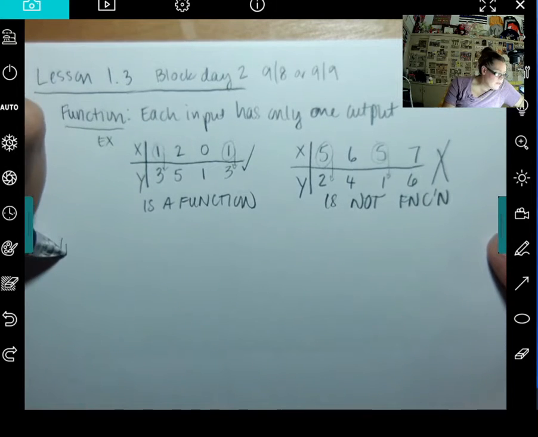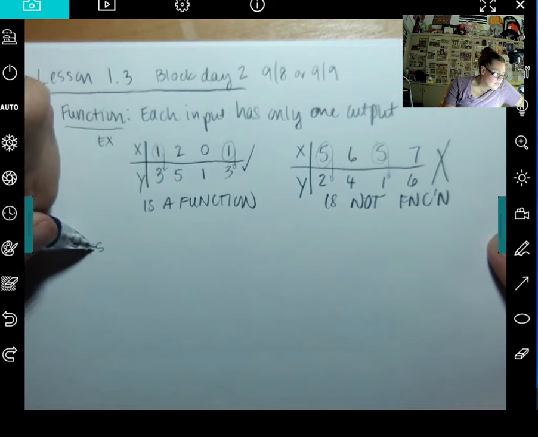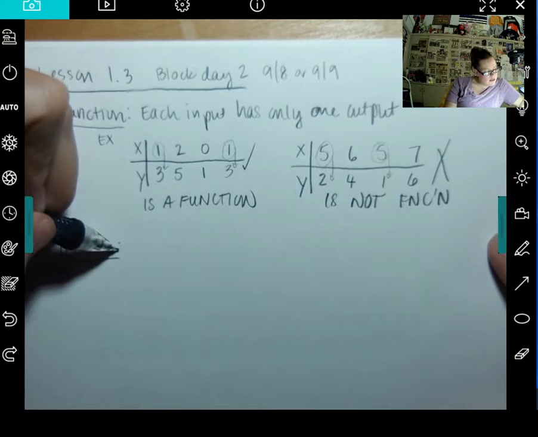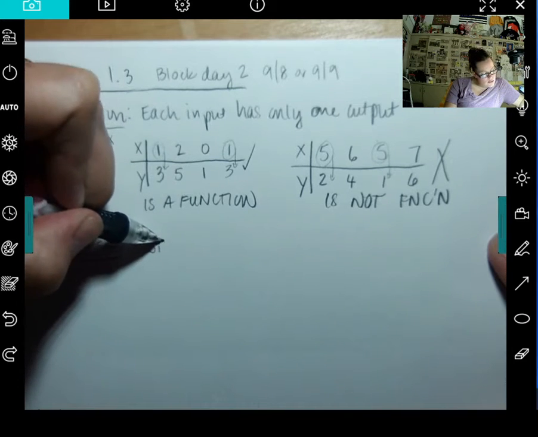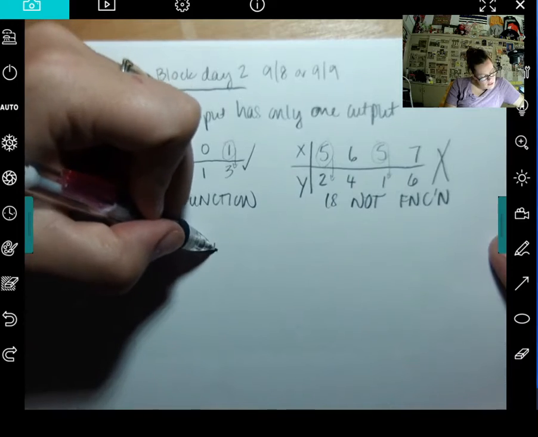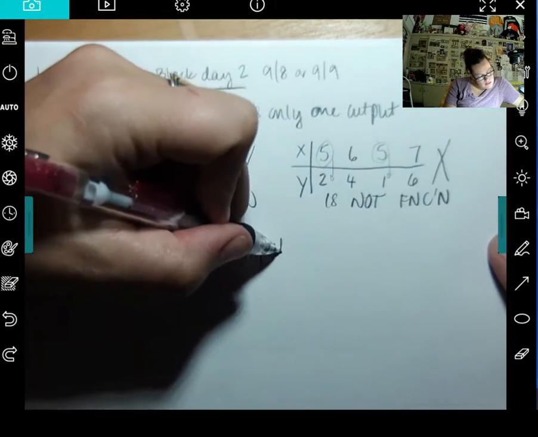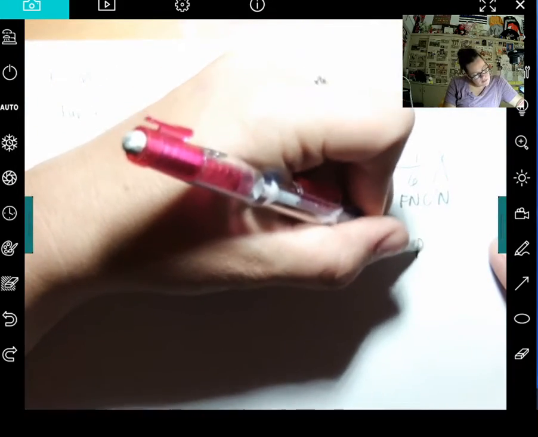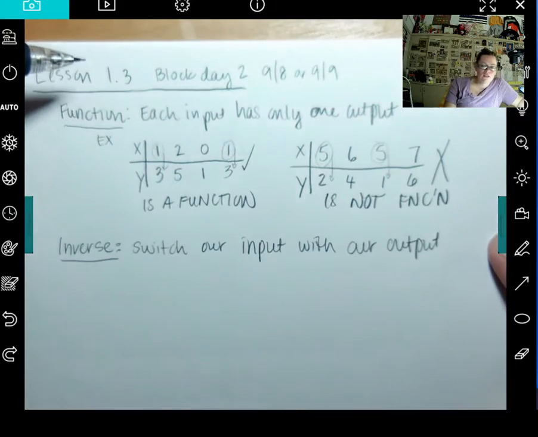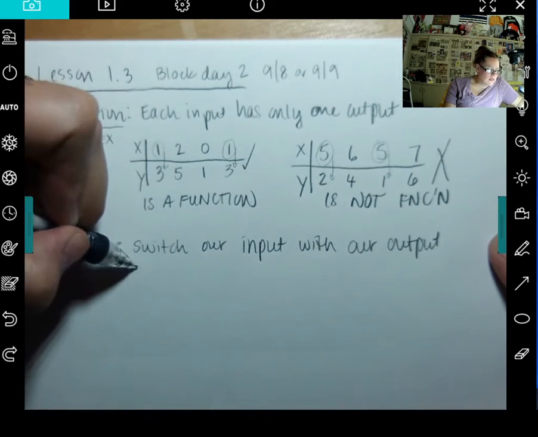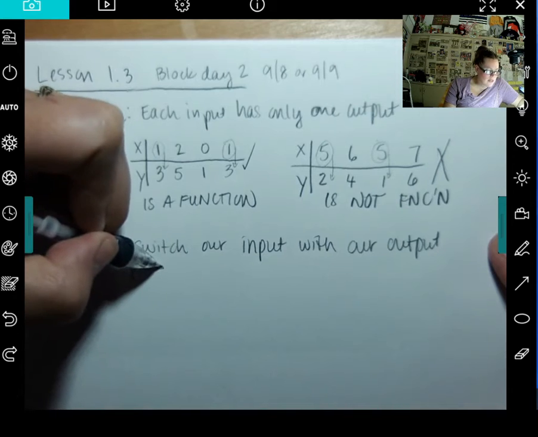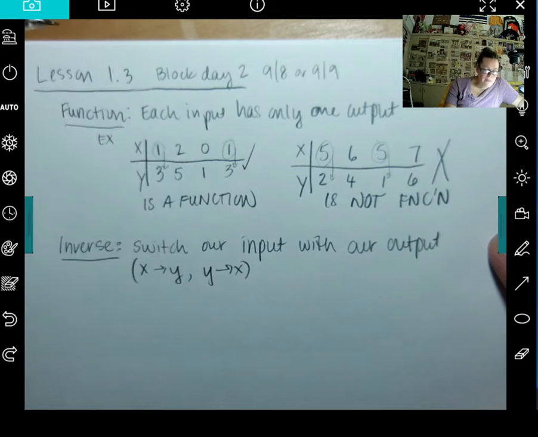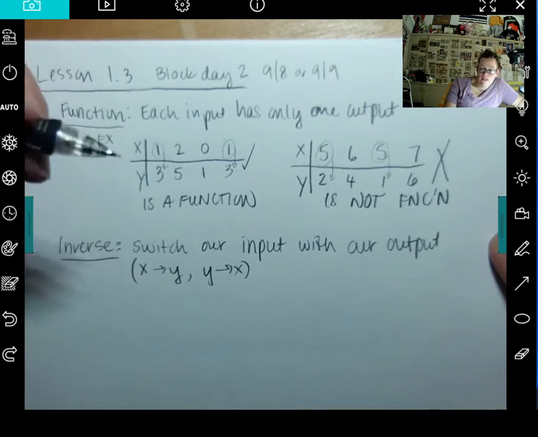Now if we look at an inverse function, you just say inverse. An inverse is where we switch our input with our output. So you're just switching the two values. Switch your x for your y. So in parentheses I'll say x goes to y and y goes to x. So if we were doing a transformation, that's what it would be.